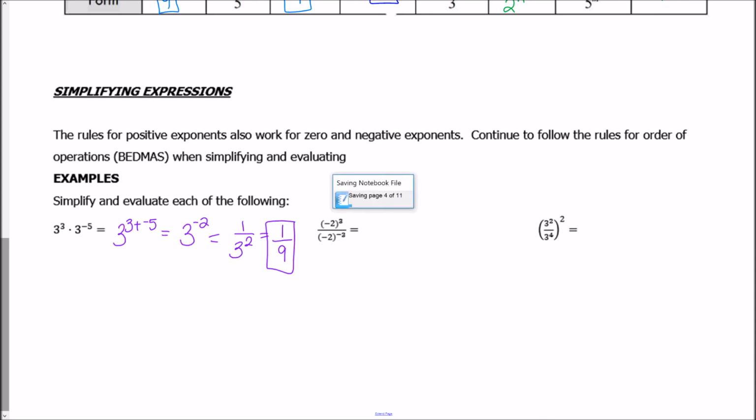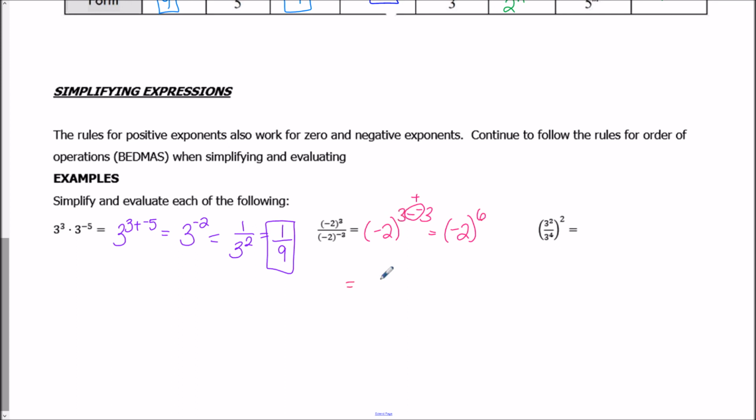Okay? For the next one, right here, I have -2 to the power of 3 divided by -2 to the power of -3. So my base is going to stay the same, and when I divide, I need to subtract my exponent. So I'm going to take 3 minus, now be very careful, -3. So this minus and negative turns into a positive. So right here, I end up getting -2 to the power of +6.